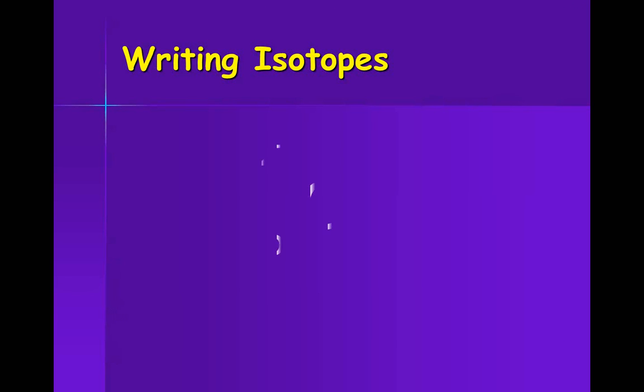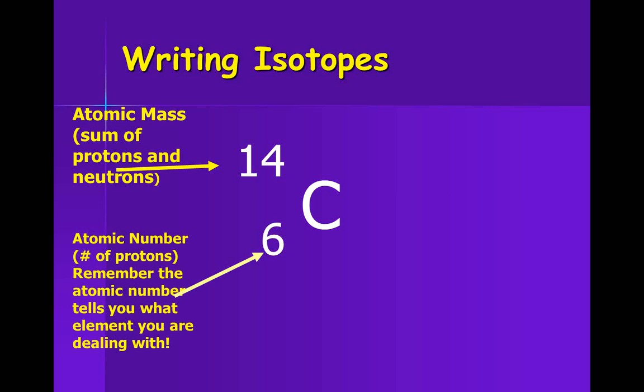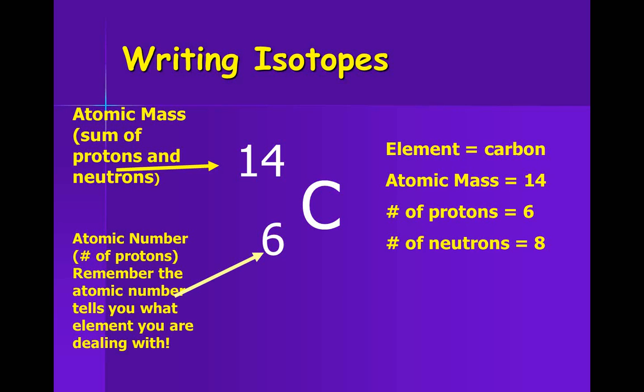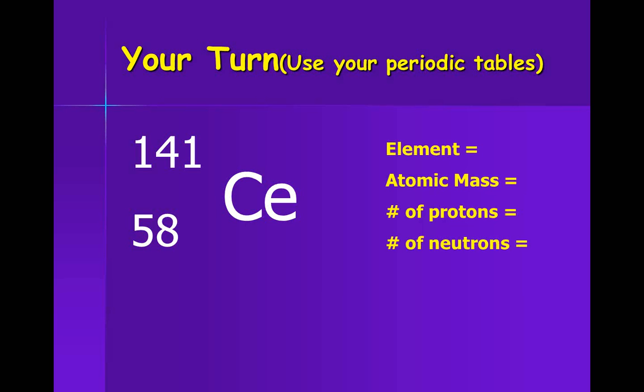Writing isotopes. Here's the isotopic symbol, where you have the atomic mass number, which is the sum of the protons and the neutrons, and the atomic number, which is just the protons. Using your periodic table, you'll be able to find this. The first thing you do is look up 58. 58 will give you your element. 58 is the number of protons in the nucleus. 141 is the neutrons plus the protons.